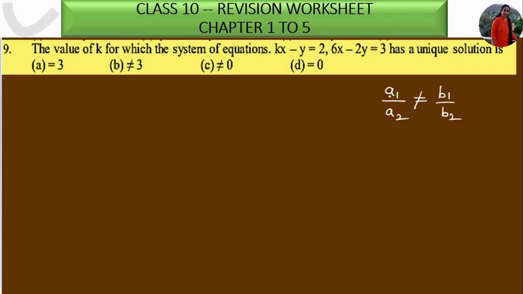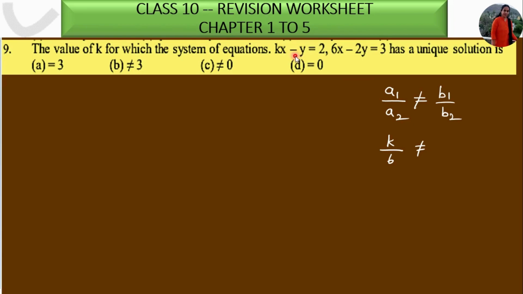So here a1 is the coefficient of x in the first one. So what is the coefficient of x in the first equation? It is k. So k divided by the coefficient of x in the second equation, which is 6. So k by 6 should not be equal to b1 by b2. So what is the coefficient of y in the first equation?